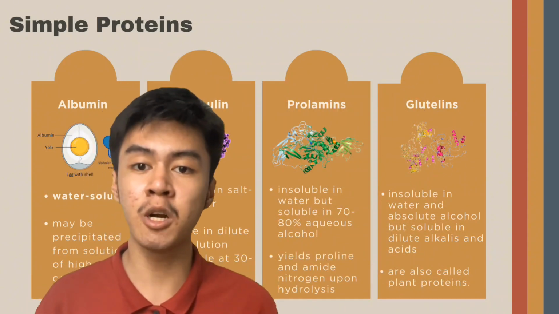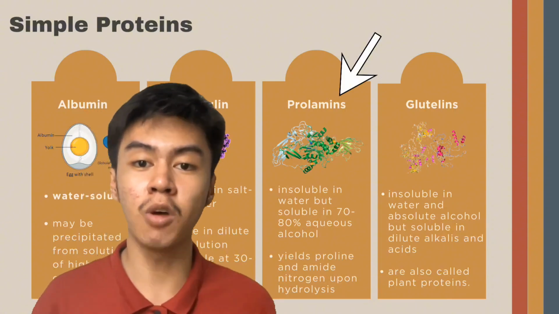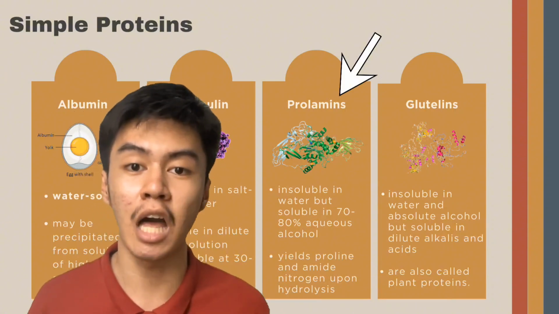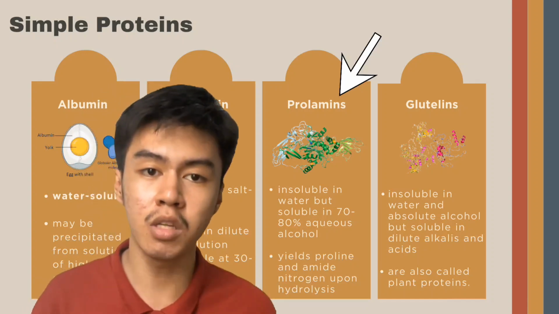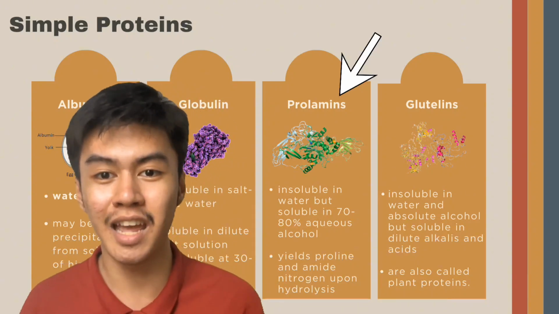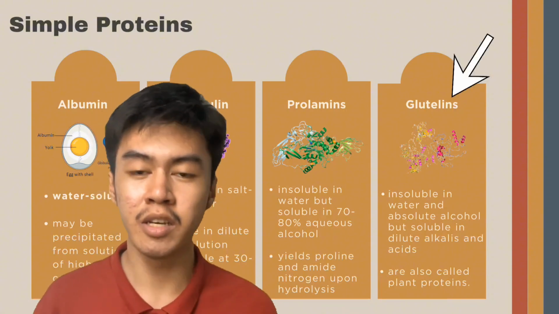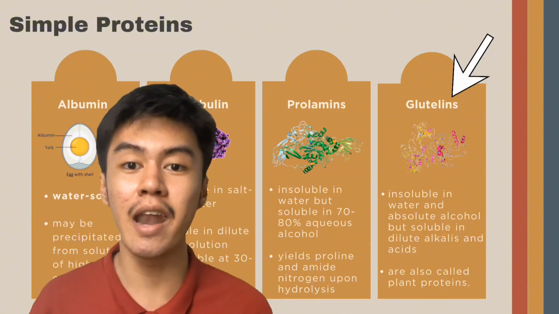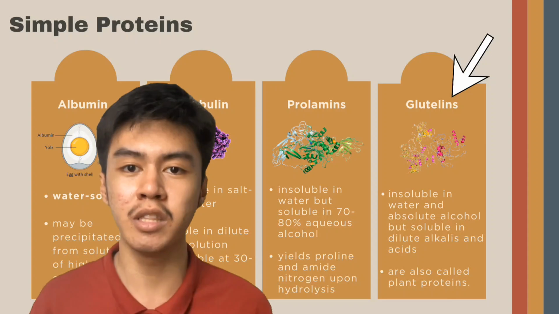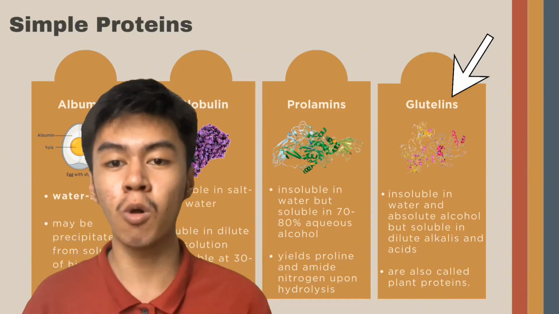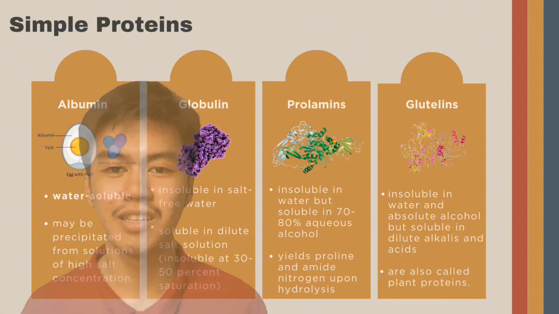We also have here prolamins, which are insoluble in water but soluble in 70 to 80% aqueous alcohol, and upon hydrolysis, they yield much proline and amide nitrogen. There are also glutelins, which are insoluble in water and absolute alcohol but soluble in dilute alkalis and acids. Aside from that, they are also called plant proteins.